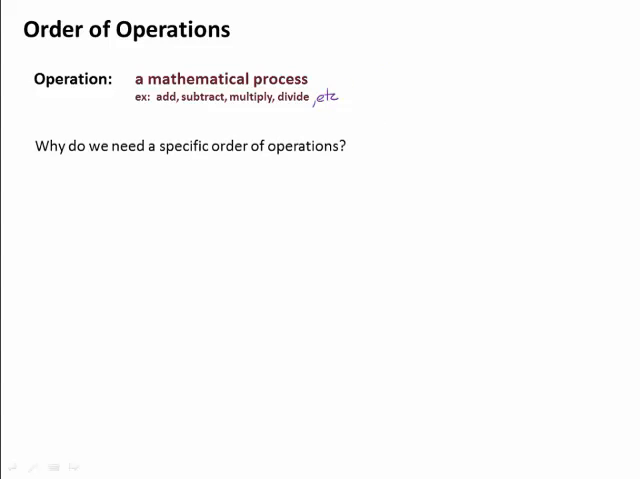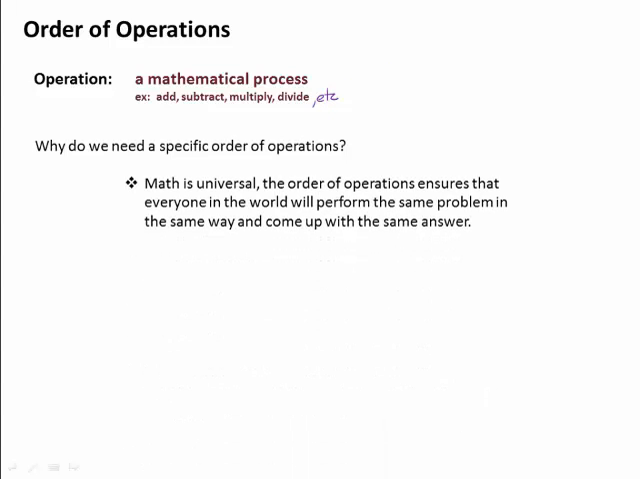Next, we need to talk about the order of operations. An operation is a mathematical process. So adding, subtracting, multiplying, dividing, etc. So why a specific order? Well, math is universal, and the order of operations ensures that everybody in the world, if given the same problem, will perform it in the same way and come up with the same answer.